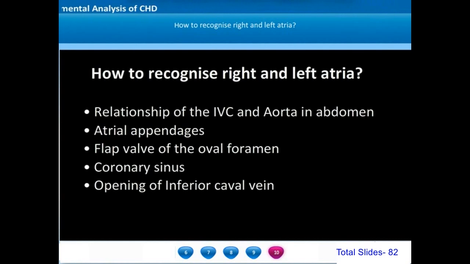The methods through which we identify the right atrium and left atrium will be to identify the relationship of the inferior vena cava and abdominal aorta in the abdomen and see the opening of the inferior vena cava. In most hearts, the inferior vena cava will be opening towards the morphological right atrium. If we are able to appreciate the atrial appendages, we can appreciate the morphology of the atrial appendages. The flap valve of the oval foramen and the coronary sinus will also help in identifying the right and the left atria.